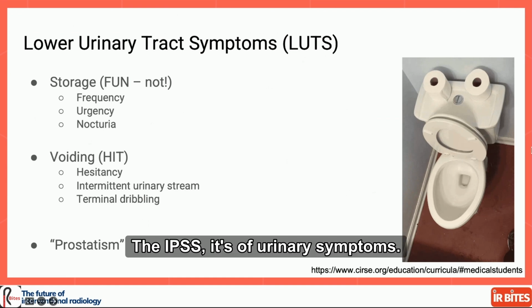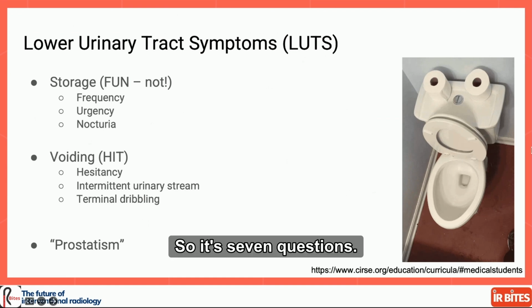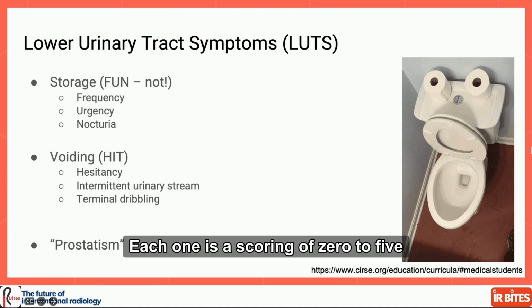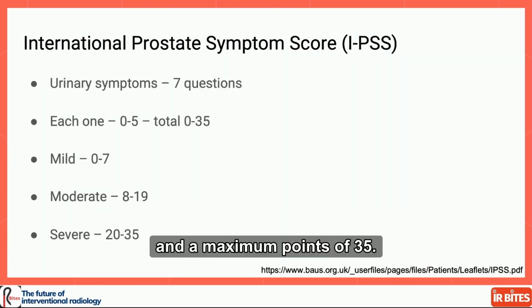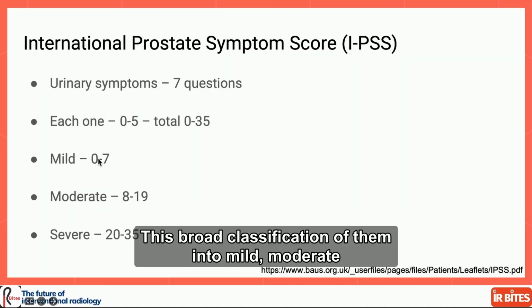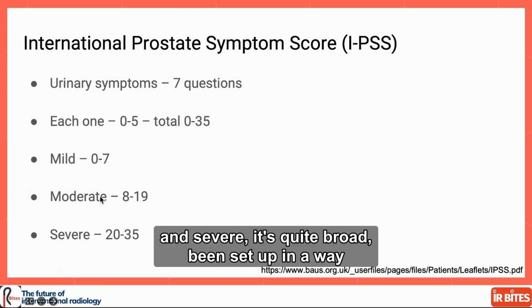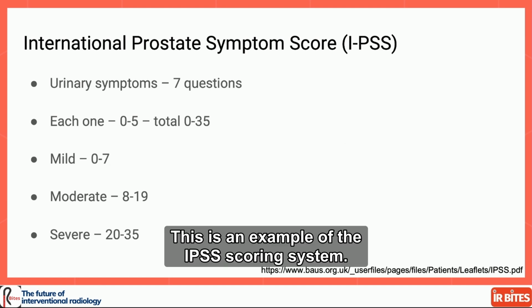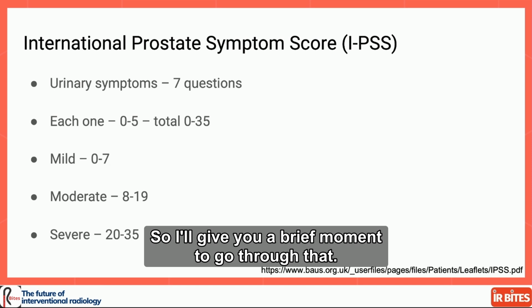The IPSS, it's a score of urinary symptoms. So it's 7 questions. Each one is a scoring of 0 to 5 and a maximum of 35 points. This broad classification of them into mild, moderate, and severe is quite broad, but has been set up in a way which is accepted now. This is an example of the IPSS scoring system. So I'll give you a brief moment to go through that.